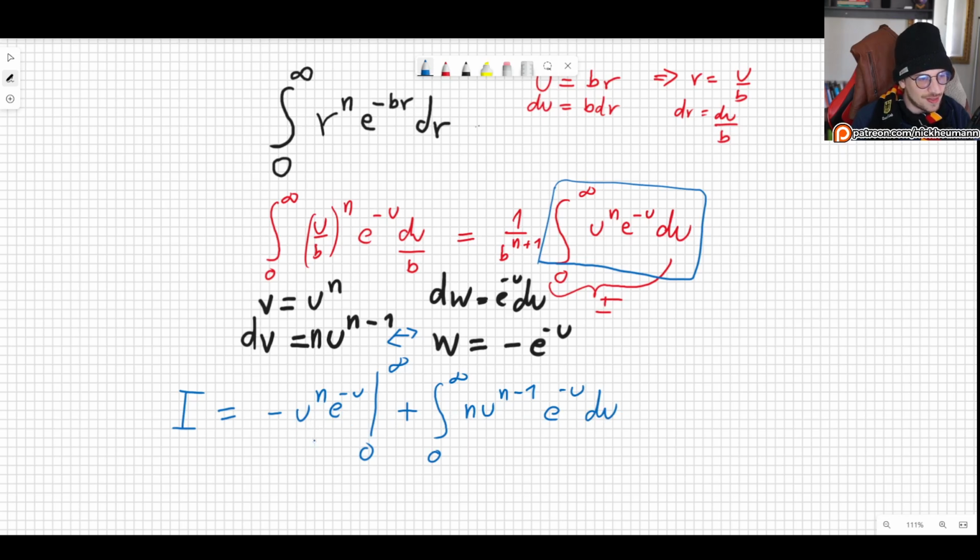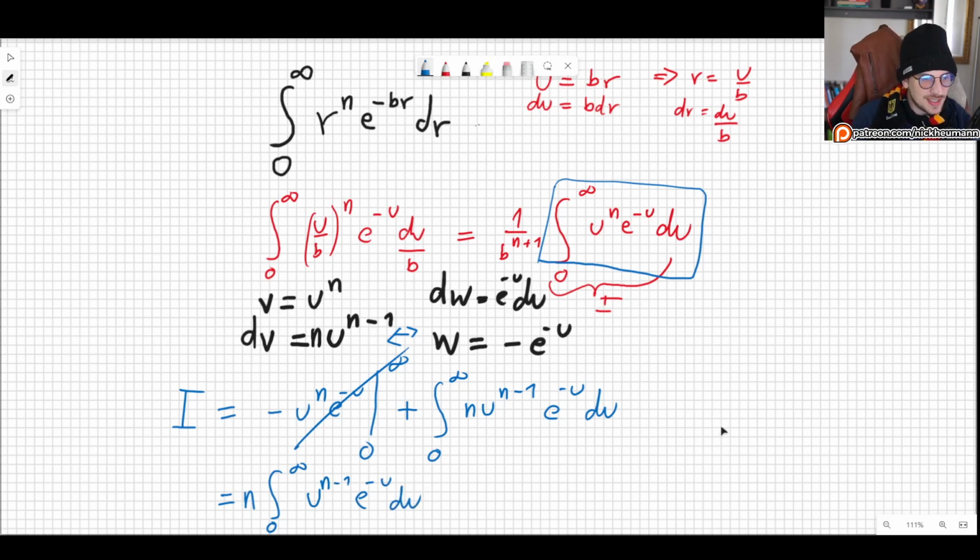Now notice that this first part, what is it going to be? Evaluated at infinity, here we get e to the minus infinity, which is 0. And evaluated at 0, this thing will be 0. So we get 0 minus 0, right? Both ends are going to be 0, so we simply get 0. Now from this integral, we can factor out n and just see what we get, because now we have u to the n minus 1 e to the minus u du.